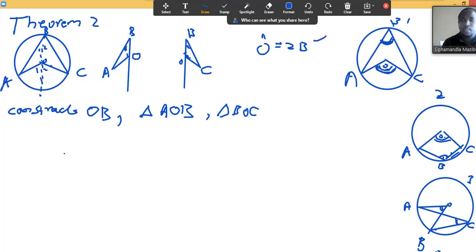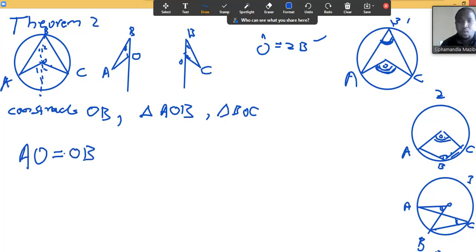So what can we do here? For everything that we do, we need to state a reason, because we're proving a theorem. So what can we say by looking at the diagram? Using geometry laws, we can state that AO is equal to OB.